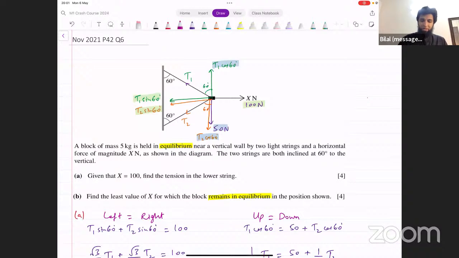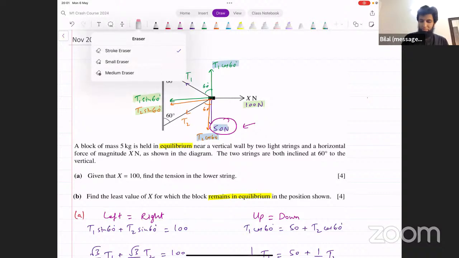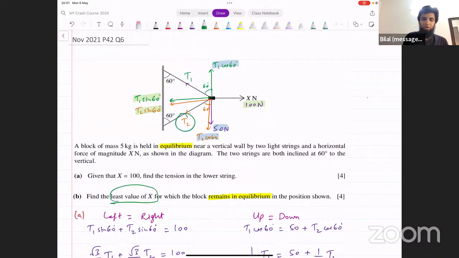If you put T1 equal to 0, there would be no force that can balance the weight of the object, right? Weight is acting downwards. The only force that's countering weight is this T1 tension. If you put T1 equal to 0, weight cannot be countered and the object would fall down. So which is the other tension that can become 0? That's T2. So in order to find the least value here, you put T2 equal to 0.